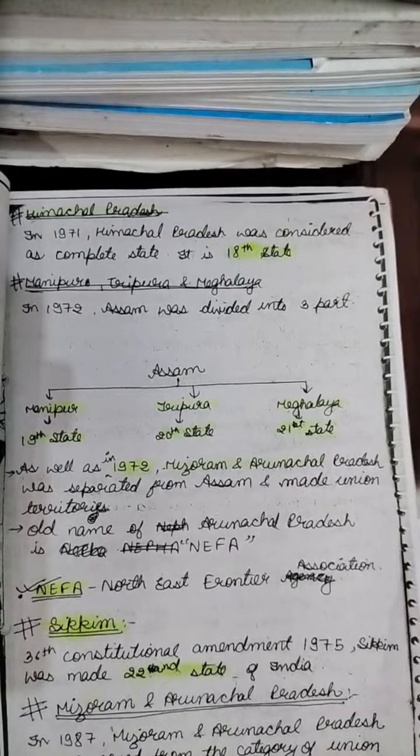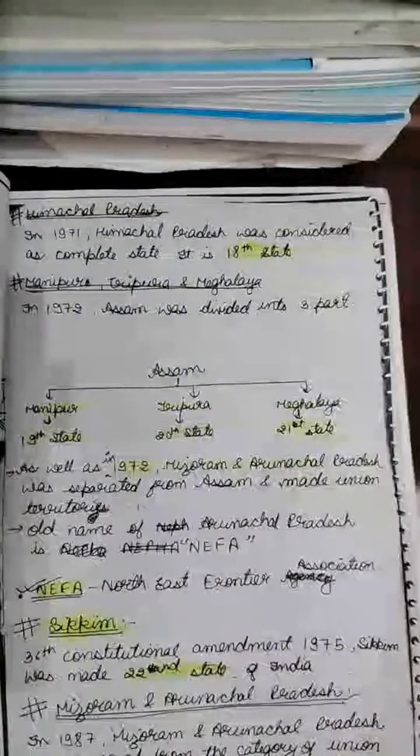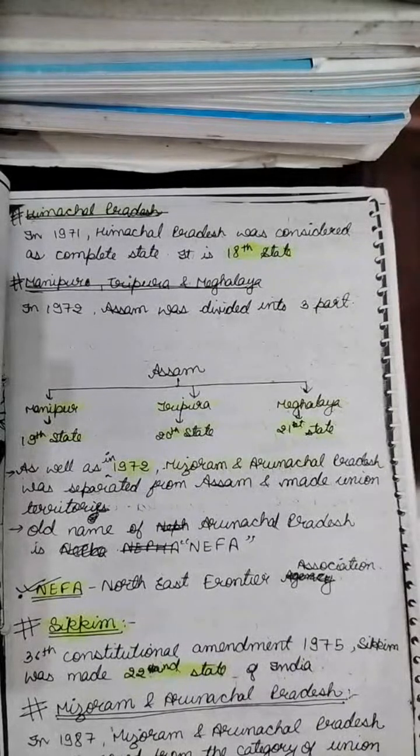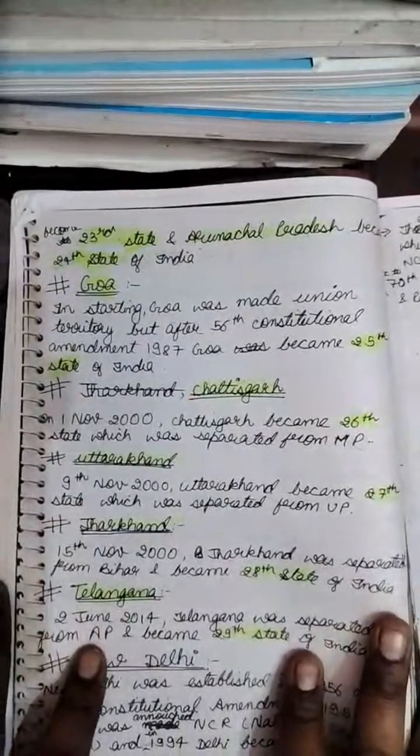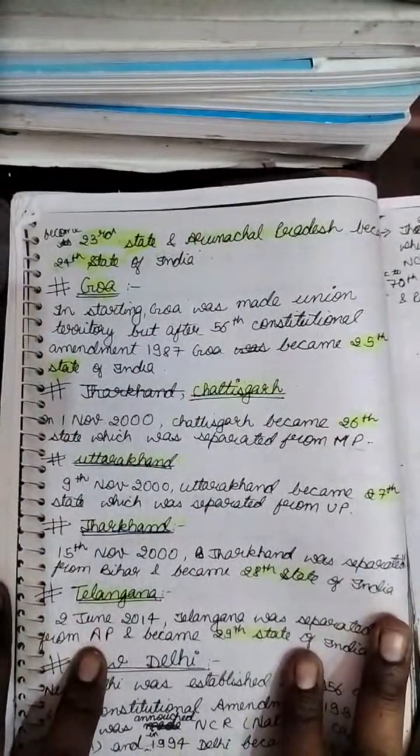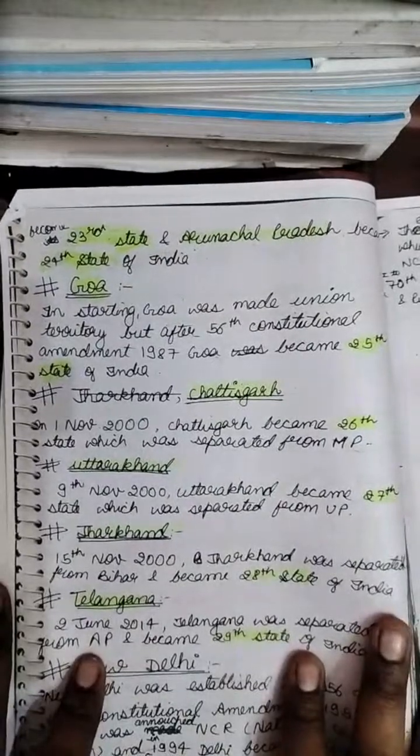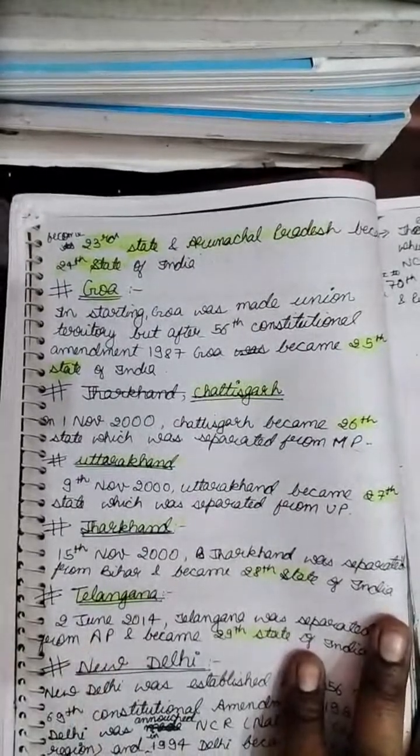Sikkim, 36th Constitution Amendment 1975. Sikkim was made the 22nd state of India. In 1987, Mizoram and Arunachal Pradesh were removed from the category of union territories and made states. That is why Mizoram became the 23rd state and Arunachal Pradesh became the 24th state of India.